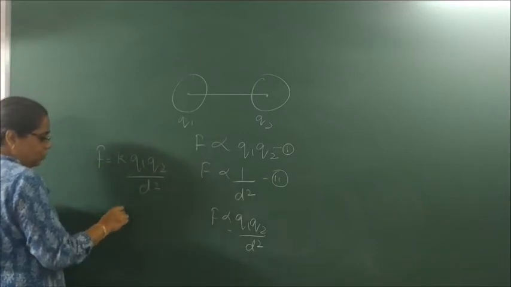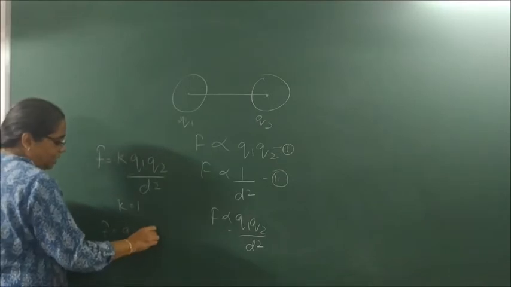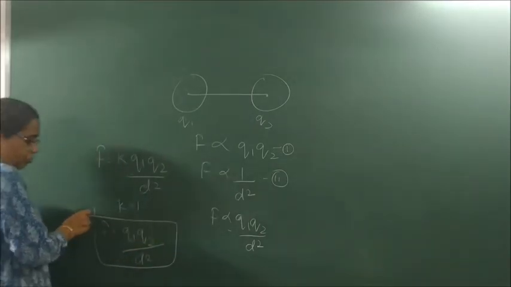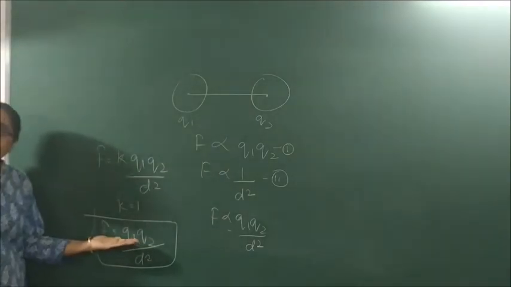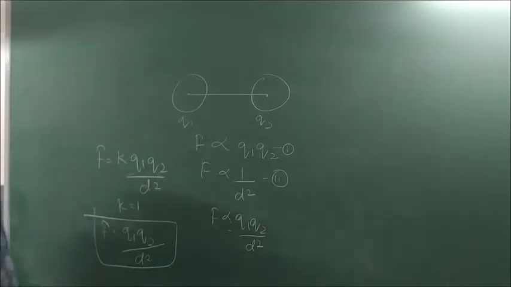If k is equal to 1, F is equal to Q1 Q2 by d square. What should I know? I should know that if I want to increase the force, I should increase the magnitude or value of these charges, or I should decrease the distance, because distance is inversely proportional.